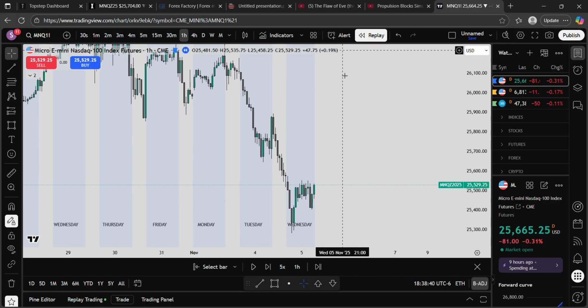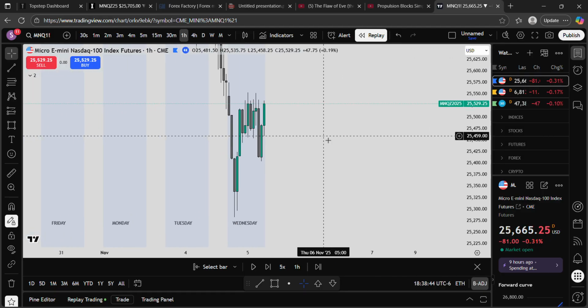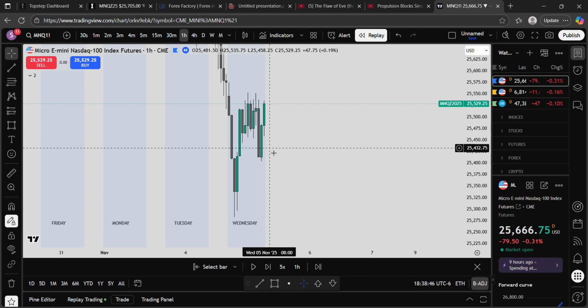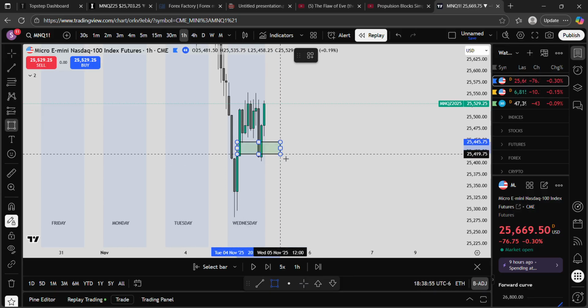Okay, so then I'll go to the 1 hour. I will see if we were respecting or just tapping into a bullish fair value gap because my bias is bullish. So we'll check. See, we have a bullish fair value gap here. It's getting respected.